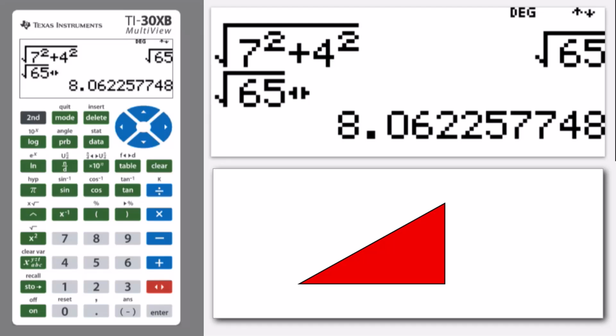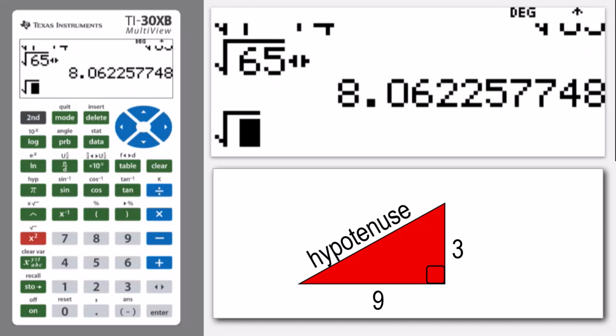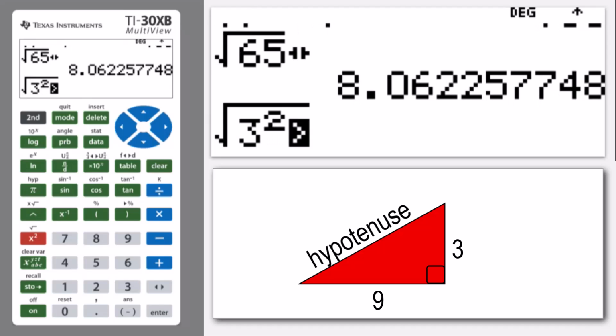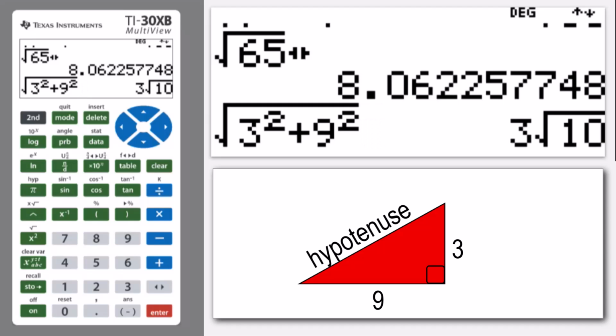So let's have a look at another triangle, this time with side lengths 3 and 9 as the perpendicular sides. Once again, my Pythagoras calculation will be second and square root. And if I have 3 squared plus 9 squared, and I press enter, oh, that's a bit different. I've got 3 times the square root of 10.